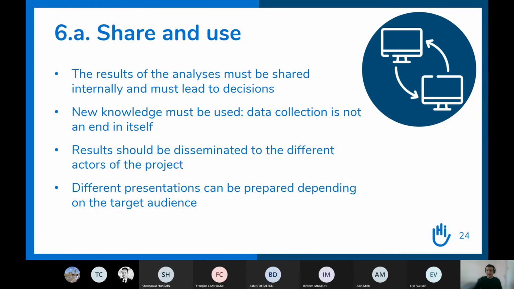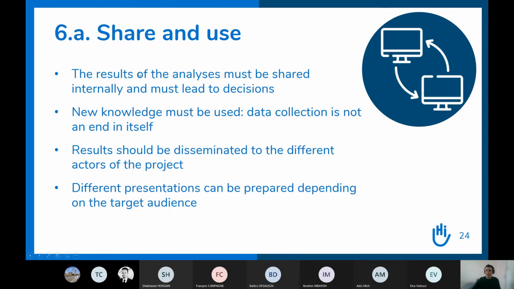All data has to be used for something. It can create new knowledge, it can help you take a decision, it can help you do the reporting to the donor. But in the end, there has to be an objective, and that's where, when you are at this final step, you are going to reach that objective.